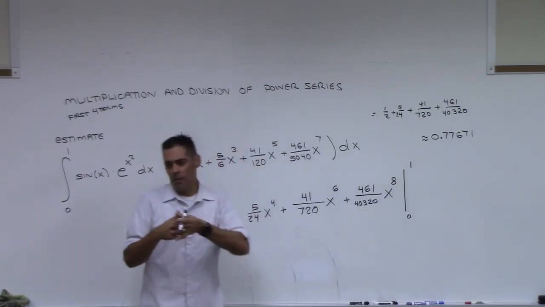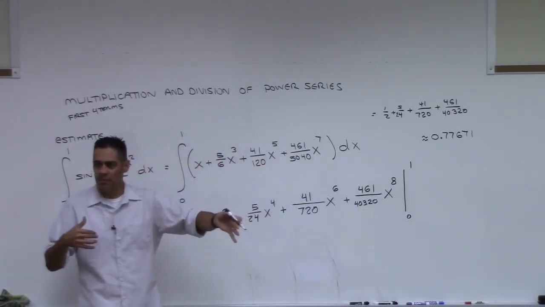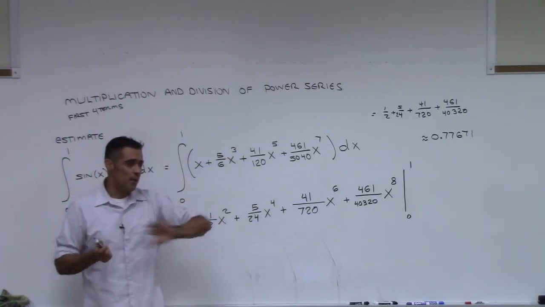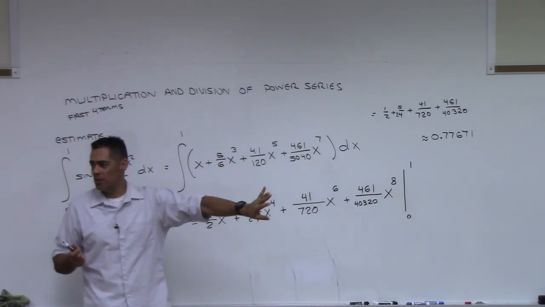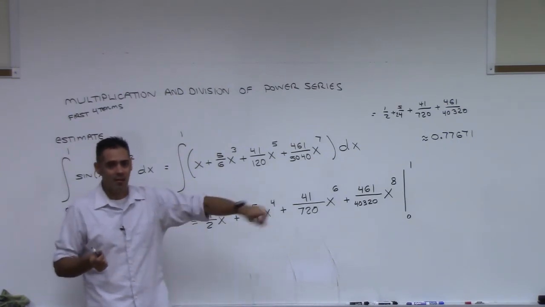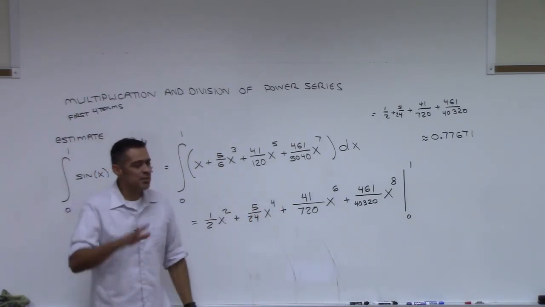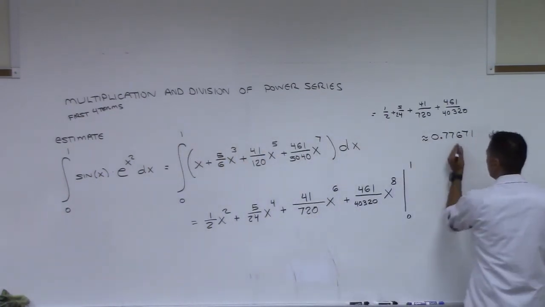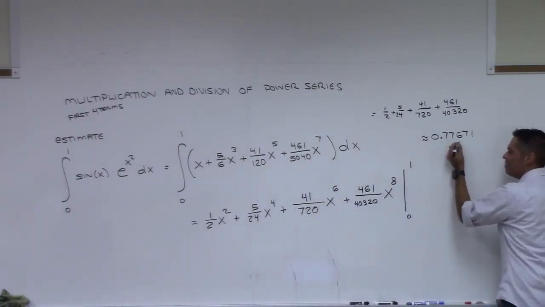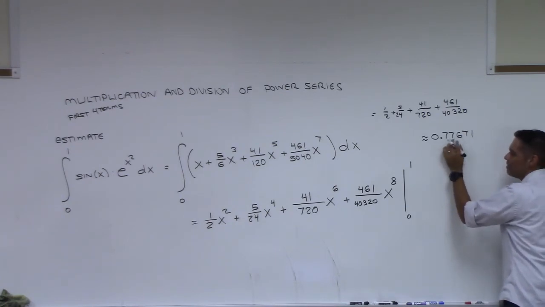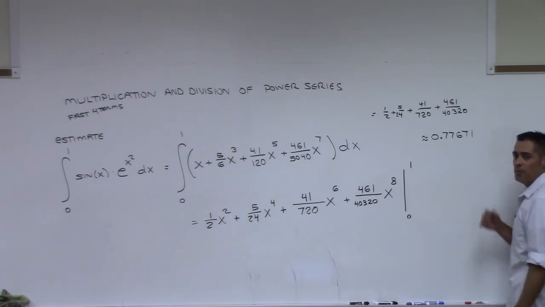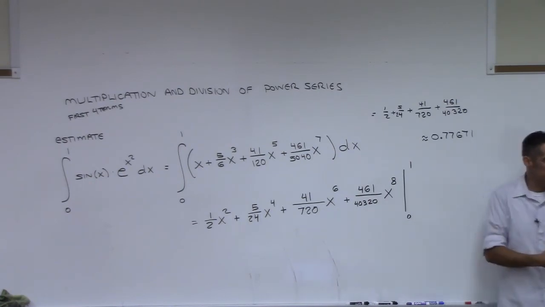But Wolfram Alpha went out further in the series. Remember, we approximated the series with the first 4 terms. Wolfram Alpha probably went out 15, 20 terms and then calculated. So our answer is an approximation, right? If I check it with the real answer, we're off by a few thousandths. So if we wanted more accuracy, we just go further out in the series.